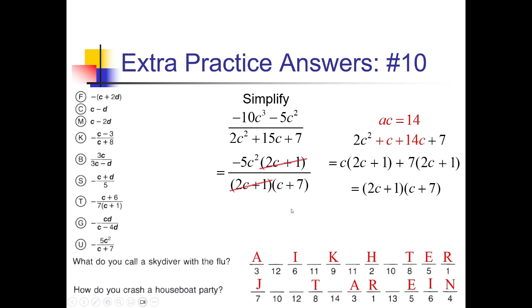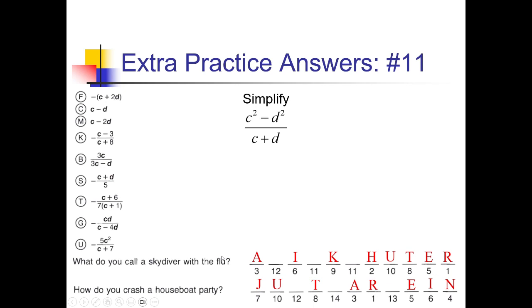That's pretty nice. So cleaning up the mess here, this negative from the numerator can make the whole fraction negative. Now I just have a 5c squared up there and a c plus 7 downstairs. And it looks like I've got all that with this u right here. So number 10 is going to be u, so a u for u. All right, we're all set with that one.